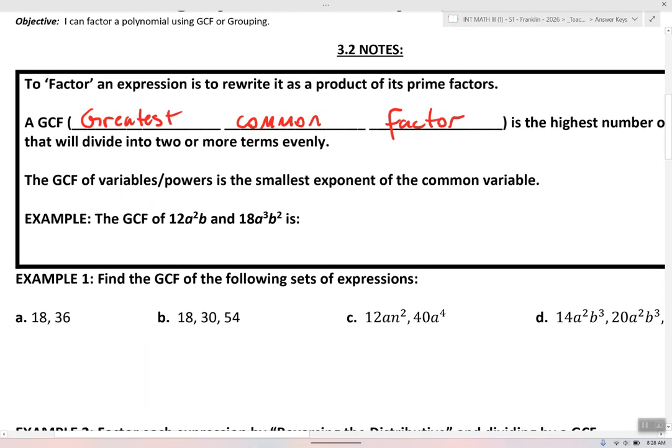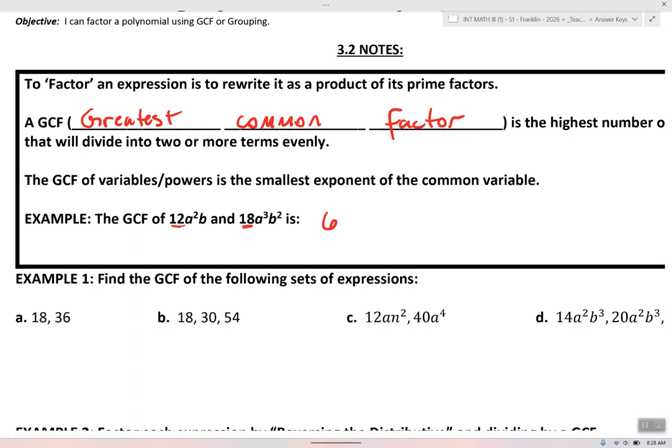For example, here we've got 12a squared b and 18a cubed b squared. First, let's consider the numbers, the coefficients here. We have 12 and 18. The greatest common factor between these two numbers, the biggest number that goes into both 12 and 18, is 6. 6 goes into 12 2 times, and it goes into 18 3 times.